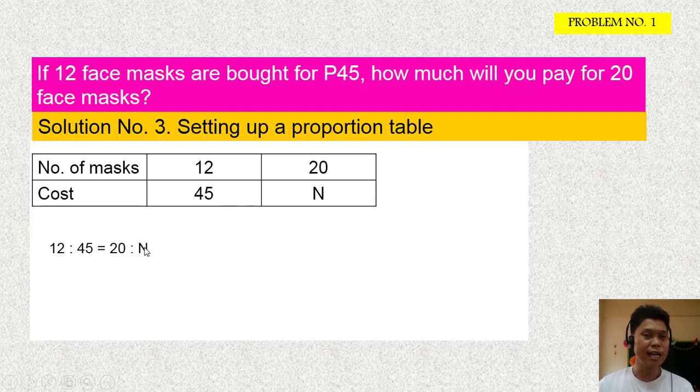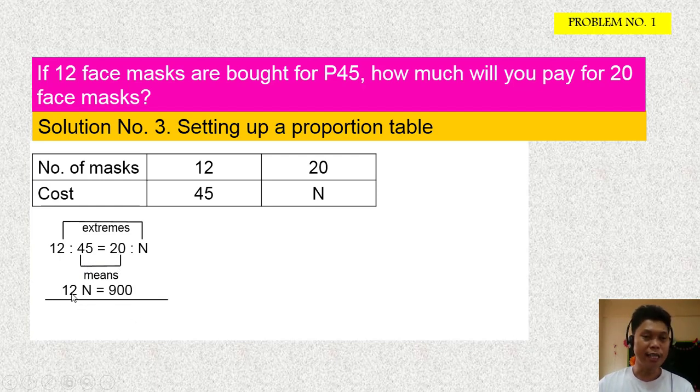Ayan. Sunod. Kailangan hindi natin baligtarin. And then, yung dalawang yan ay means, yung outer naman ay ang extremes. Ayan. And then, 12 times N is equal to 12N. And then, 45 times 20 is equal to 900.